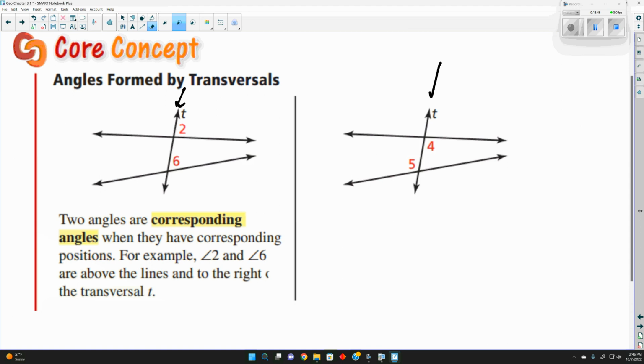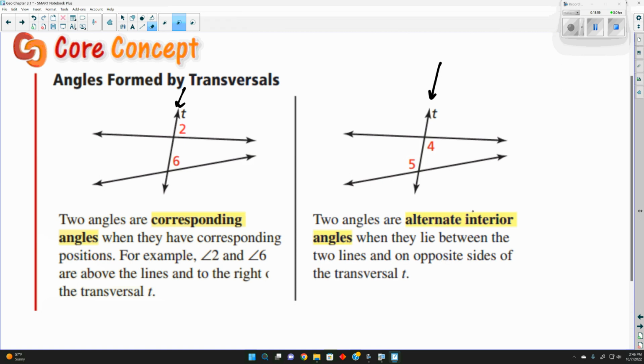So we have the transversal here, yes? 4 and 5 are inside the two lines, yes? And they're on opposite sides. So here, 4 and 5 are alternate interior angles. Alternate kind of means opposite, interior, inside. So they're on opposite sides of the transversal, and they're between the two lines. So they're alternate interior angles. Questions on this so far? Because we have two more.